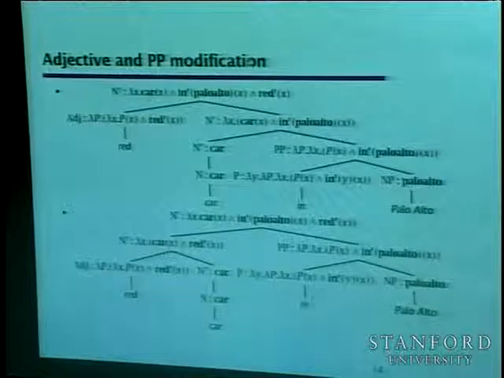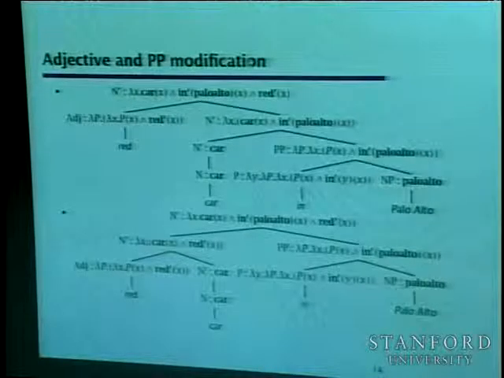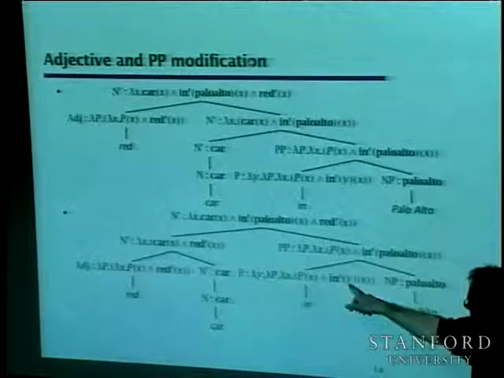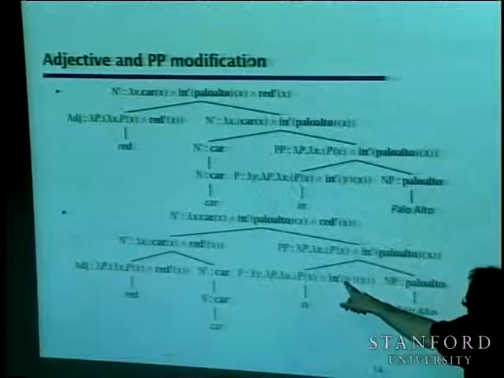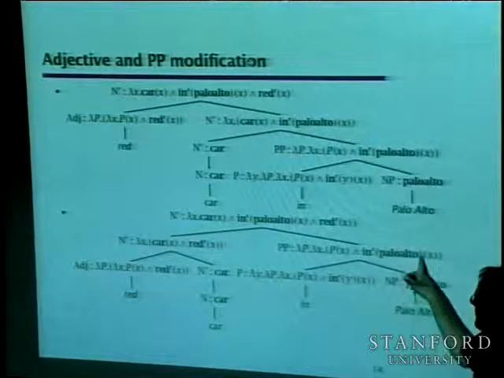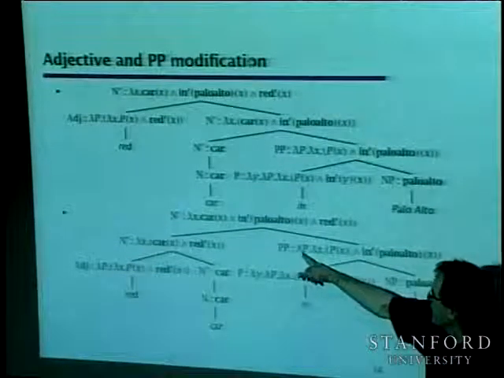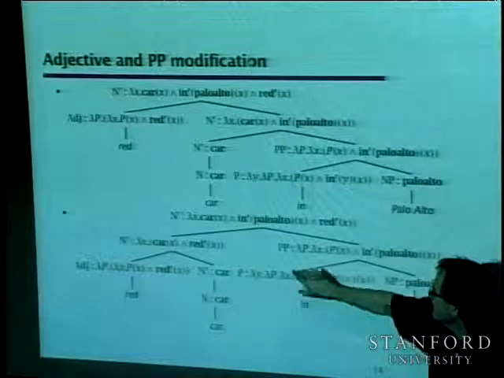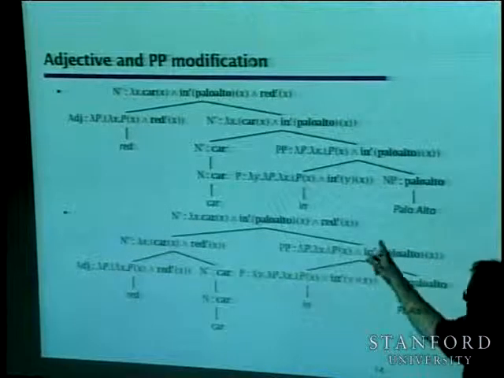You have "in" as having that kind of type. Okay, so it takes Palo Alto as an argument. So Palo Alto becomes y and substitutes into "in" to give this meaning. Okay, and so now this is something that works just like an adjective, that it'll take a property as an argument and return a more complex property.